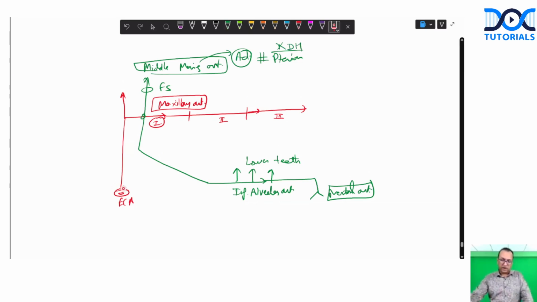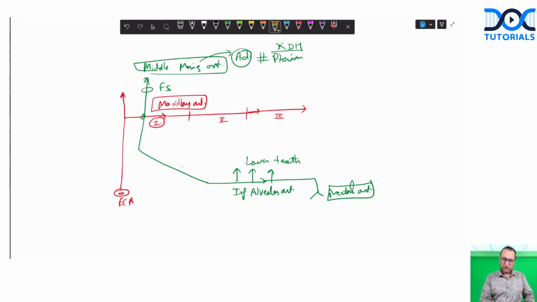So, the external carotid artery gave the maxillary artery as one of its terminal branches. It has three parts, 1, 2, 3. Part 1 gave two branches, one ascending, one descending. The descending branch was passing into the mandible. It enters the mandible using the mandibular foramen.